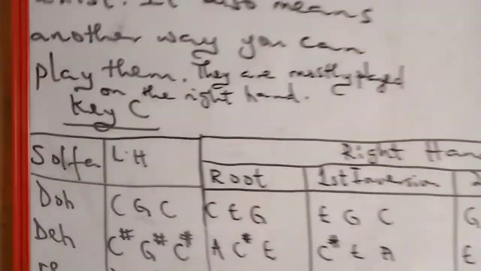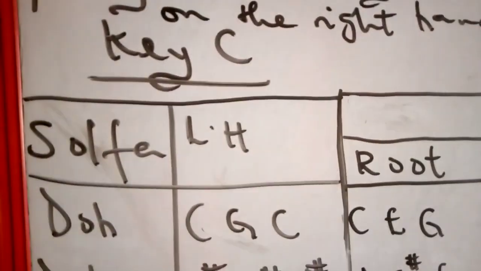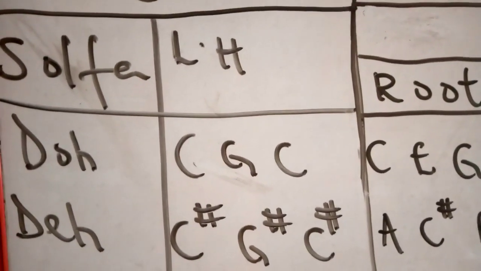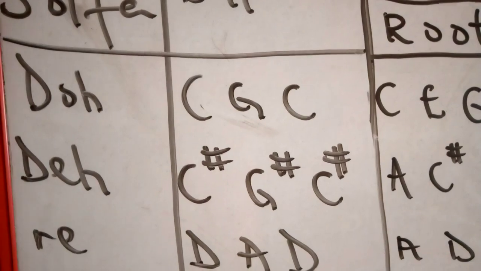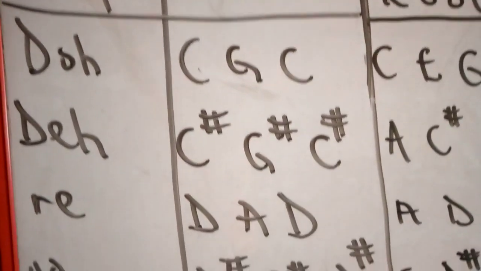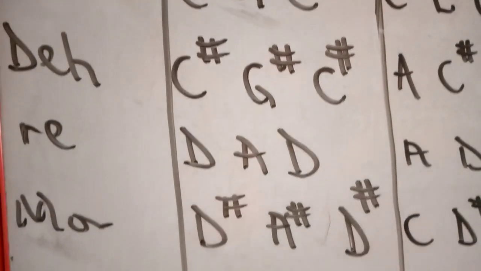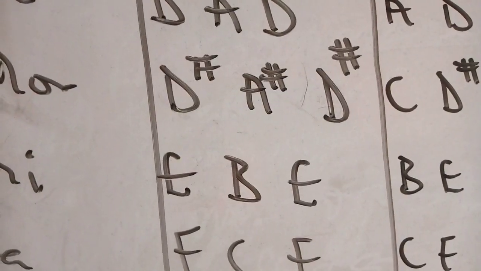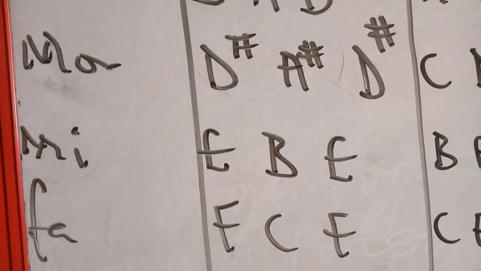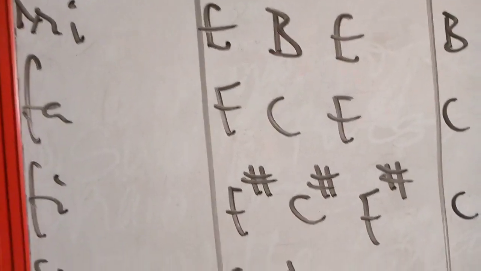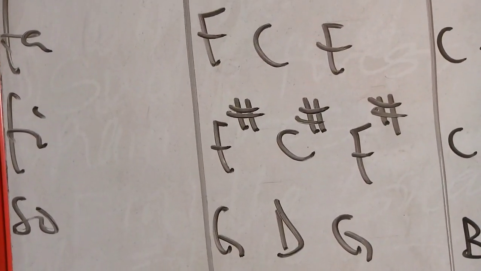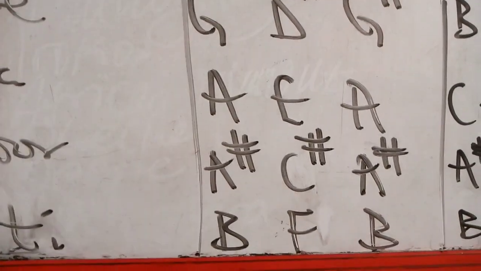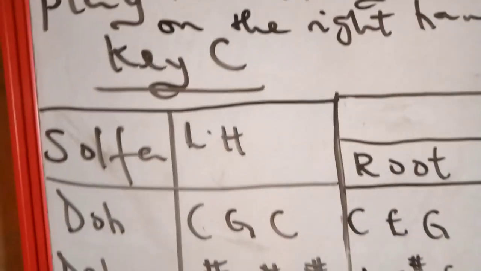Alright, these are the chords that will be played on the left hand while you are playing your right hand. This is do, C, G, C; de, C sharp, G sharp, and C sharp; re, D, A, D; me, D sharp, A sharp, and D sharp. We have mi, we have fa, we have fi, we have so, si, we have la, te, then we have ti, and then coming back to do again.